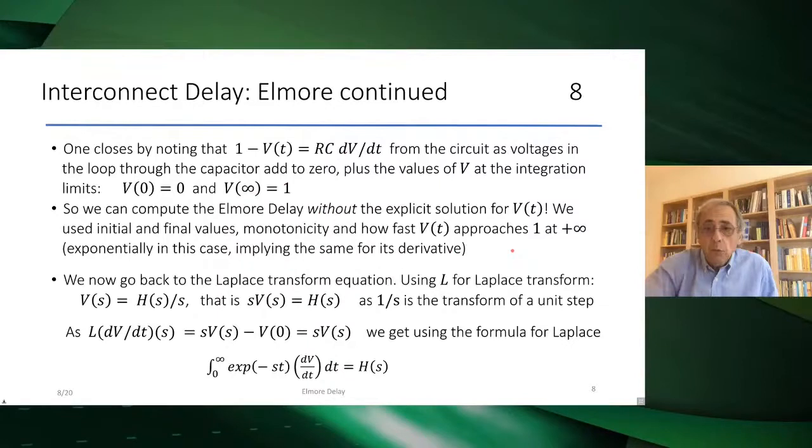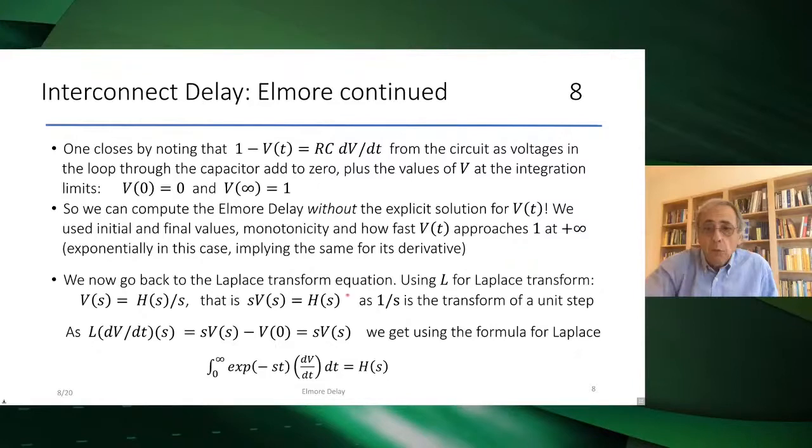But the interesting part is we were able to compute this mean, this t times dV/dt, without explicitly writing the equation for V. We only needed the exponential behavior of the approach to 1 so that we could get that product to go to 0.